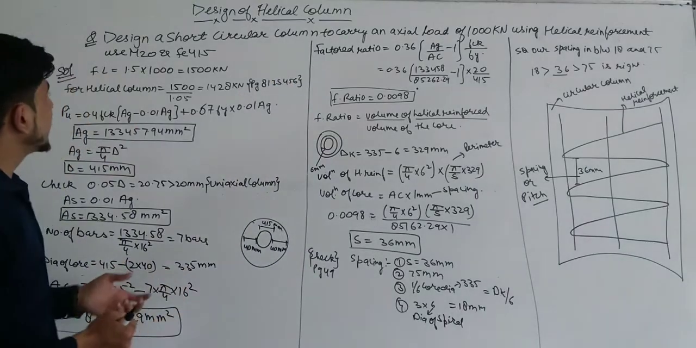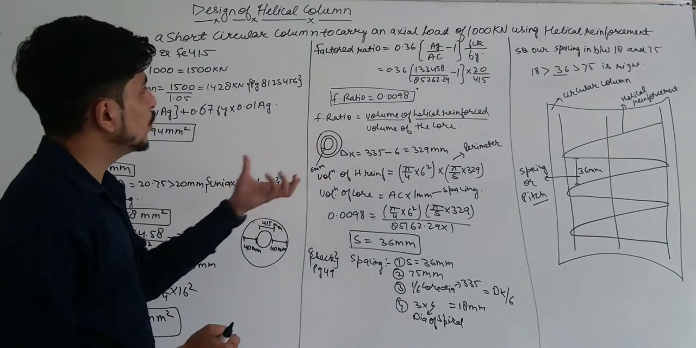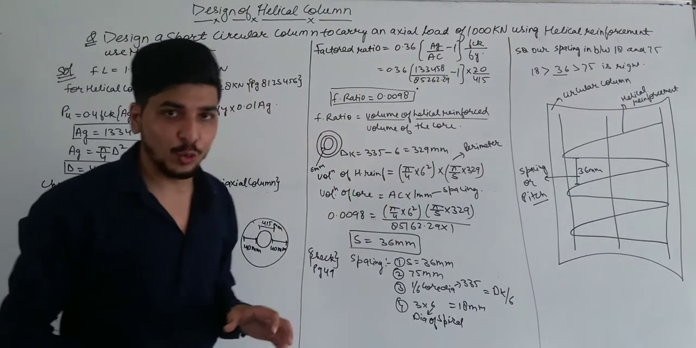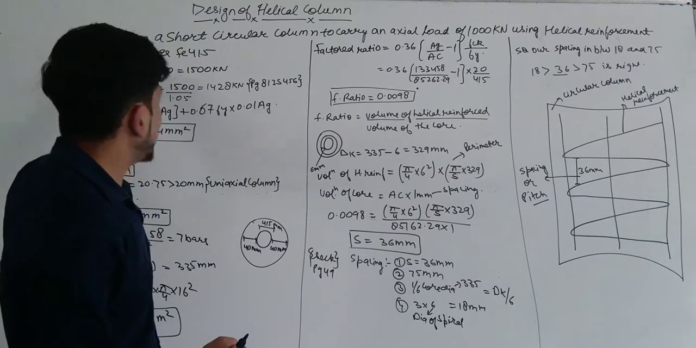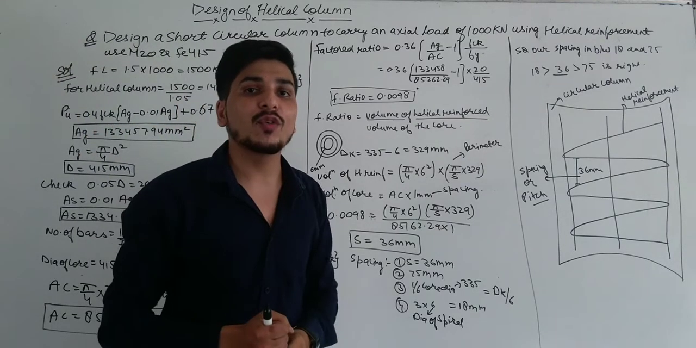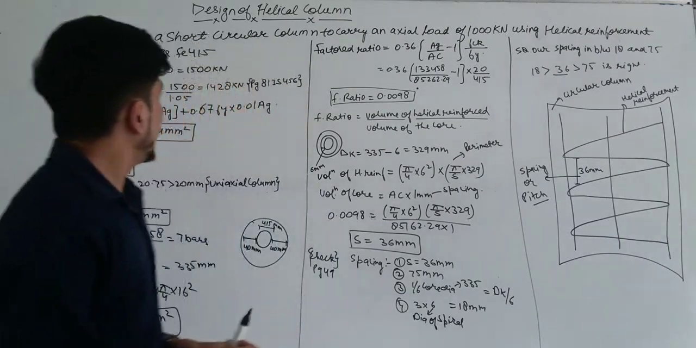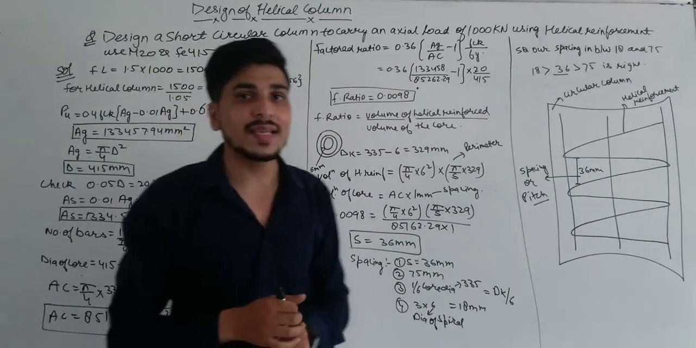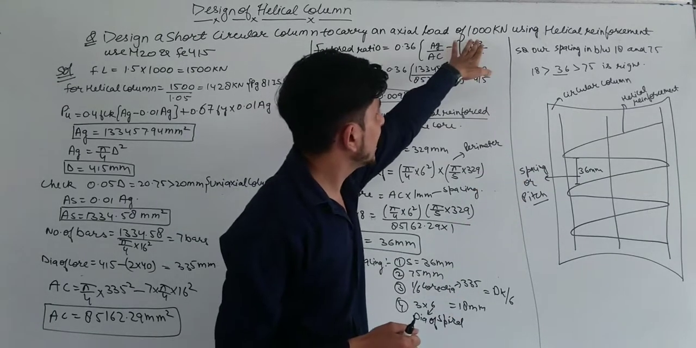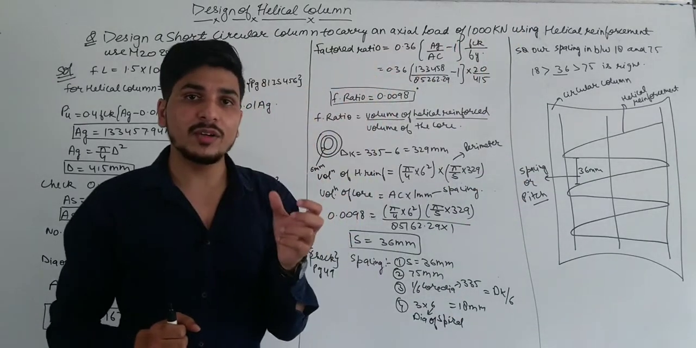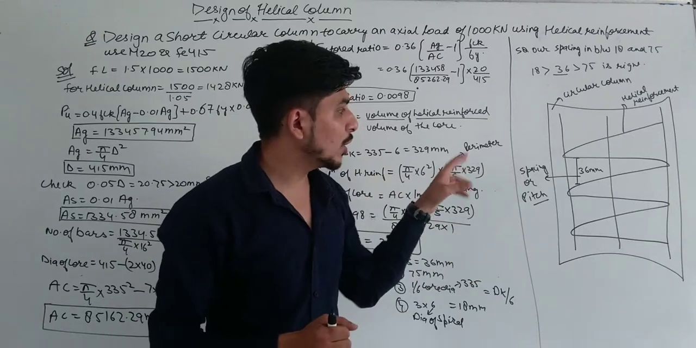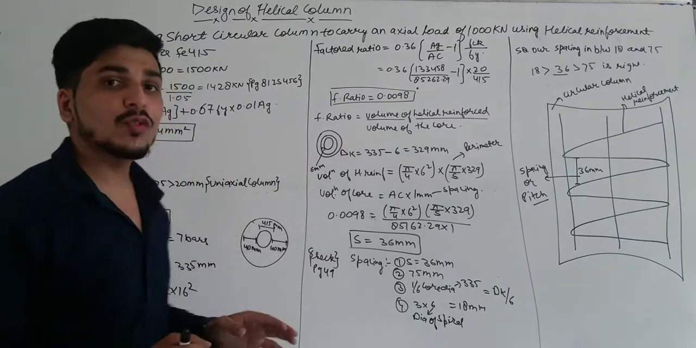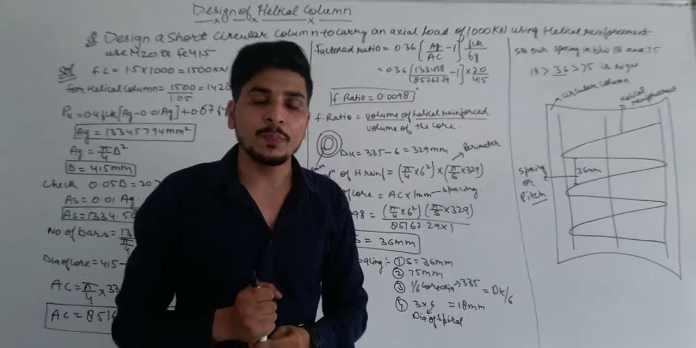The question is: design a short circular column to carry an axial load of 1000 kN using helical reinforcement. We have to use M20 grade of concrete and Fe415 grade of steel. It is a circular column, and the applied load is axial. The load is 1000 kN, and the reinforcement we are using in this column is helical.